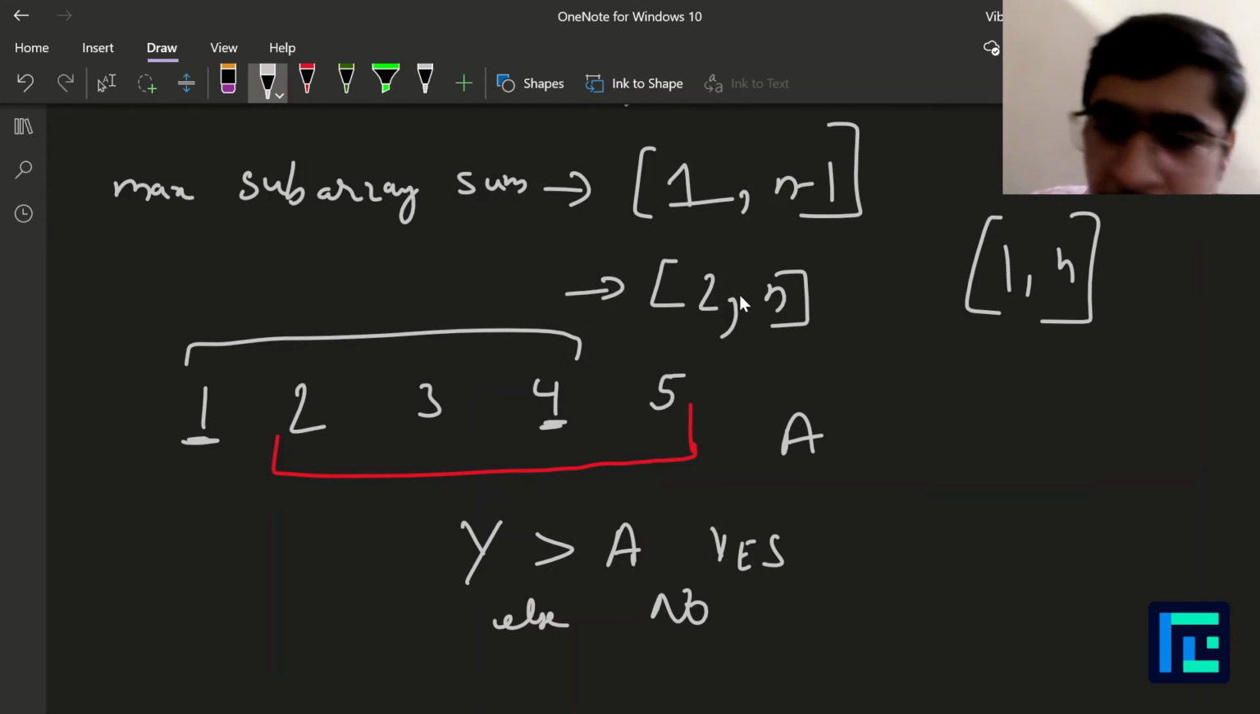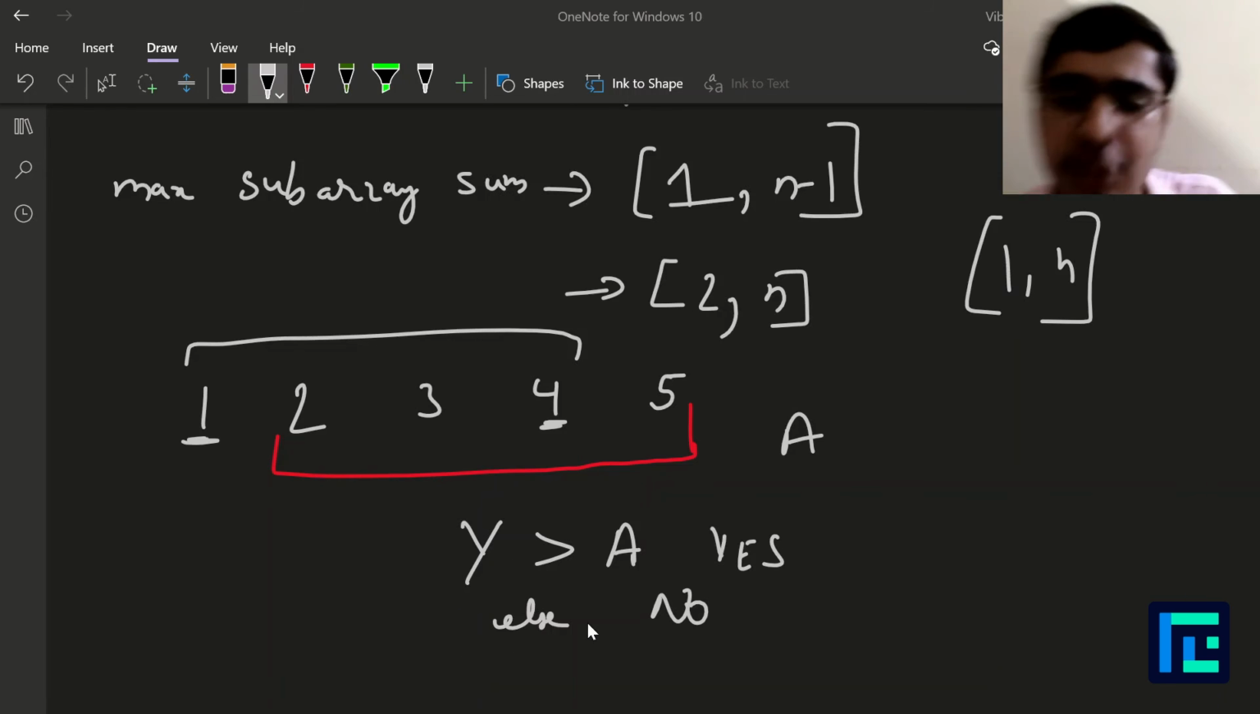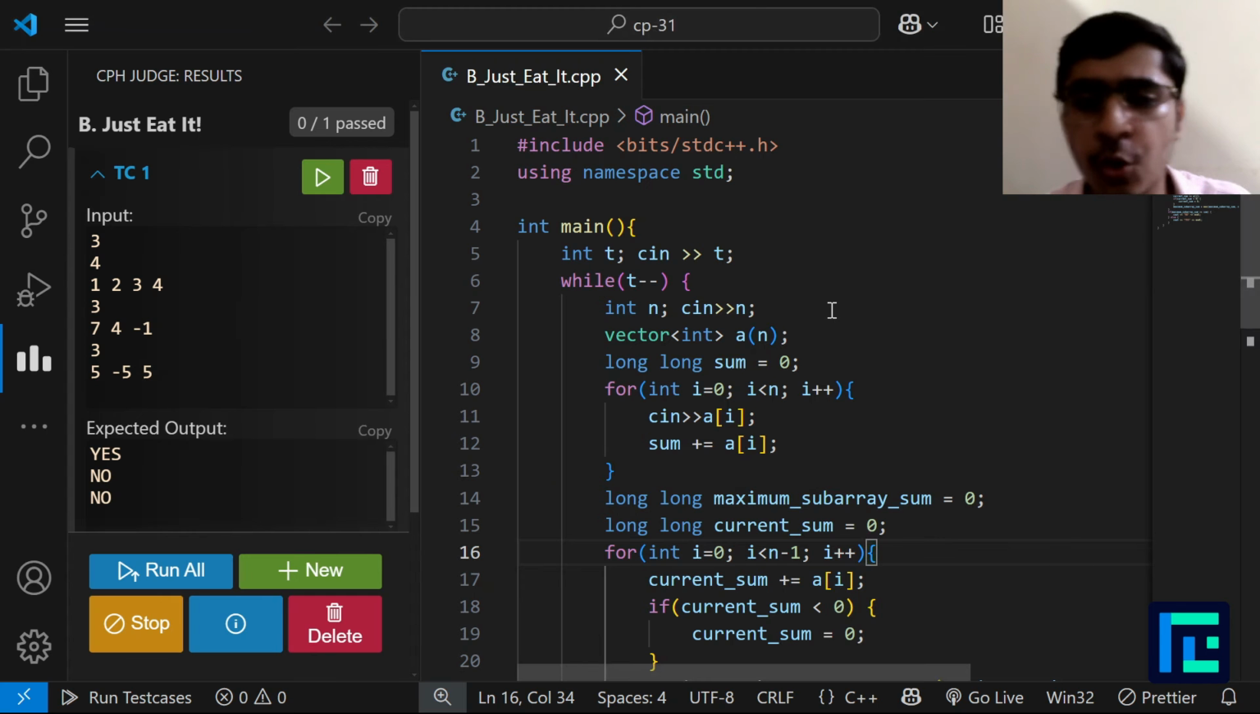We'll apply Kadane's algorithm for 1 comma n minus 1 and then 2 comma n, and then we just get the maximum subarray sum over both these iterations. And if that value is less than the overall sum of our array, then our answer is yes, else the answer is no. So let's move to the code of the problem.